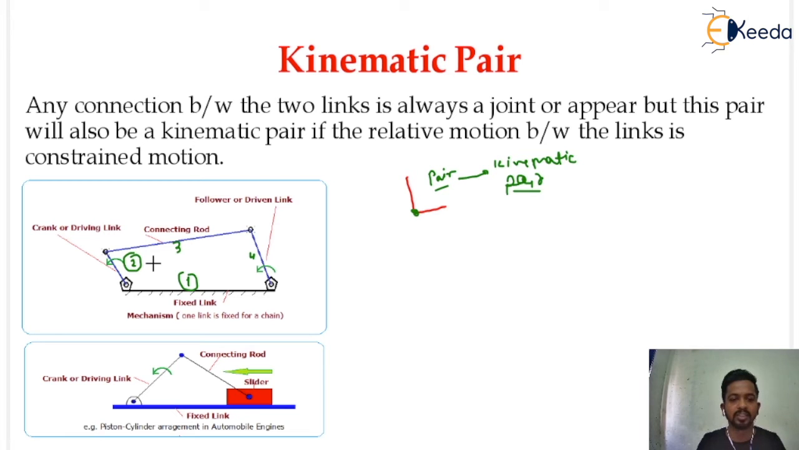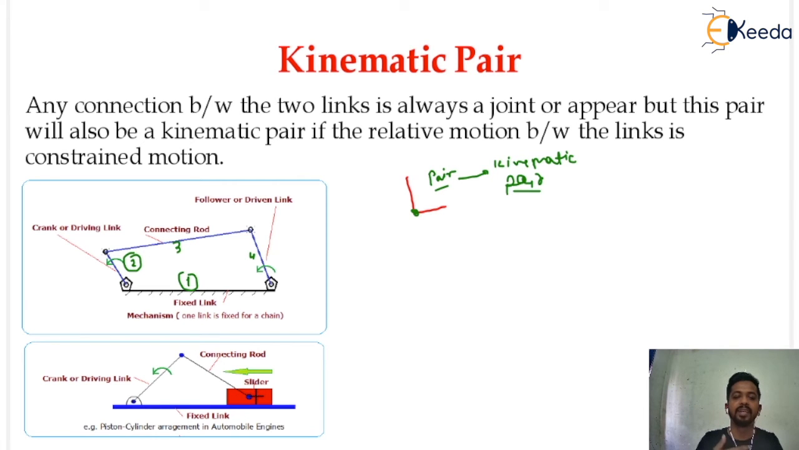Okay, so the structure of the 4-bar mechanism is making a kinematic chain basically. But if I'm talking about two links, it may be 3 or 4, it may be 4 or 1, so that will be the kinematic pair. Okay, in the second diagram you can see there is a slider as well as a connecting rod. Okay, the slider and connecting rod are making a pair, because there are two links, one is the slider and the second is the connecting rod. Both are making a kinematic pair because there is a constrained motion.